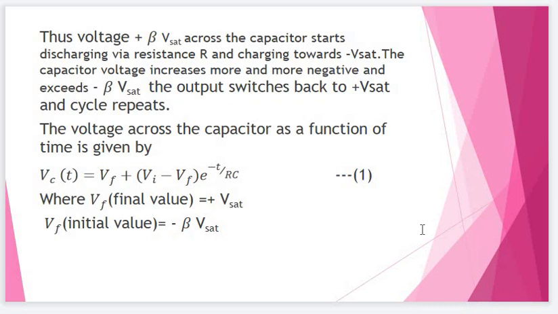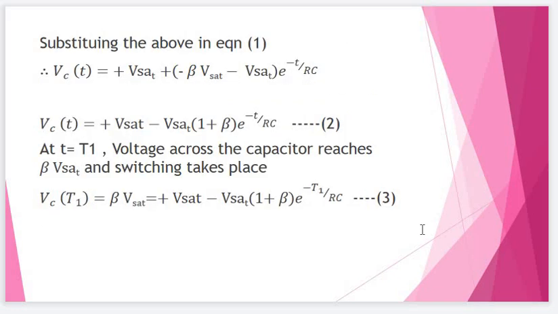The voltage across the capacitor as a function of time is given by Vc of t equal to Vf plus (Vi minus Vf) into e power minus t by RC, where Vf is the final value, which is equal to plus V saturation, and Vi is the initial value, which is equal to minus beta V saturation. Substituting the above in equation 1, Vc of t equal to plus V saturation plus (minus beta V saturation minus V saturation) into e power minus t by RC.